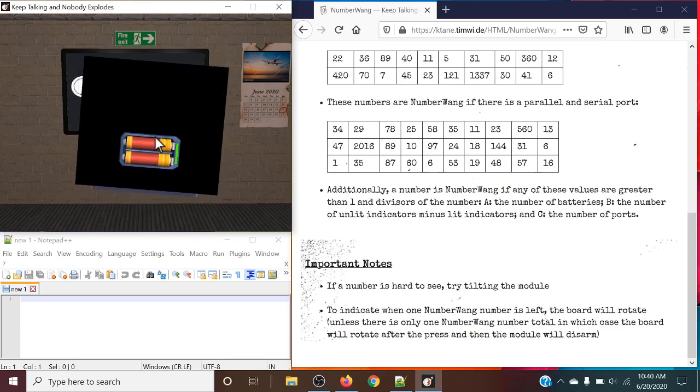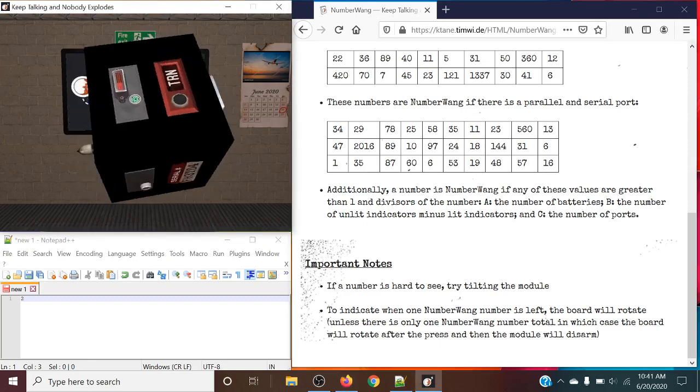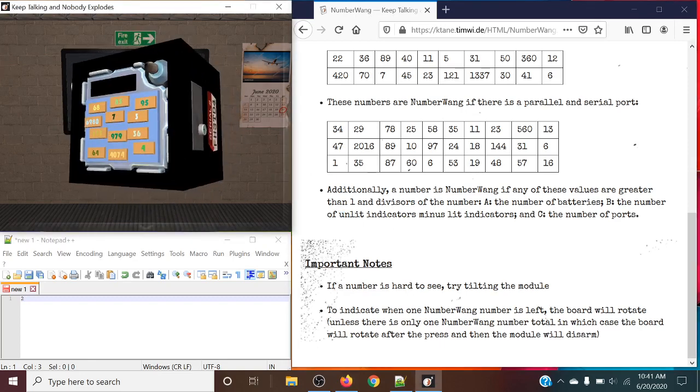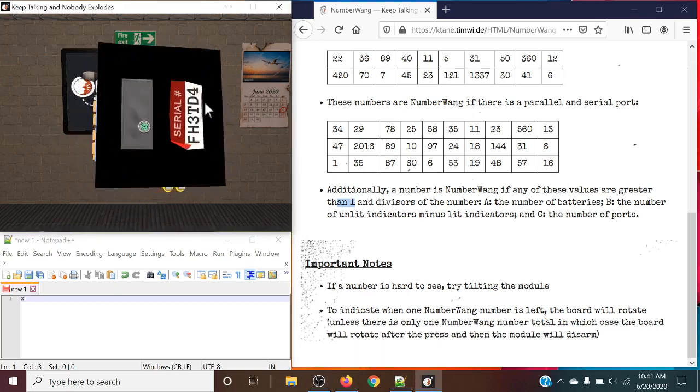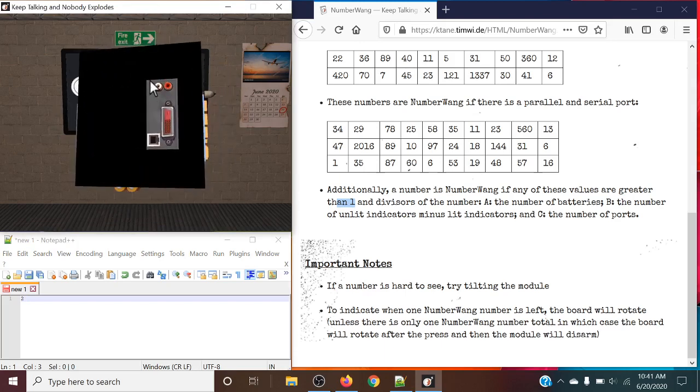So A, there are 2 batteries present. So that is indeed greater than 1, so that would apply. The number of unlit indicators minus lit indicators: we only have 1 unlit indicator, 1 minus the 0 lit indicators is a 1. But we said it had to be greater than 1, so that already does not work. Or C, the number of ports. 1, 2, 3, 4, 5, 6. So, a number is NumberWang if it's potentially divisible by 2 or 6.